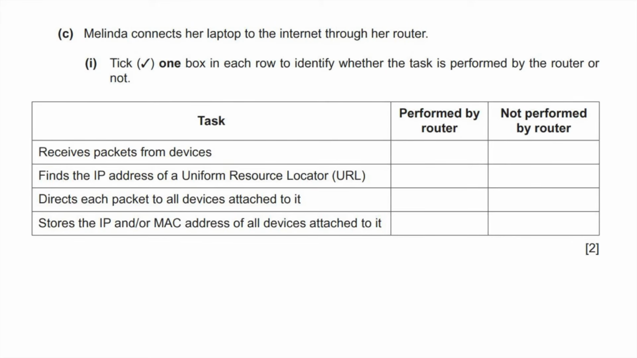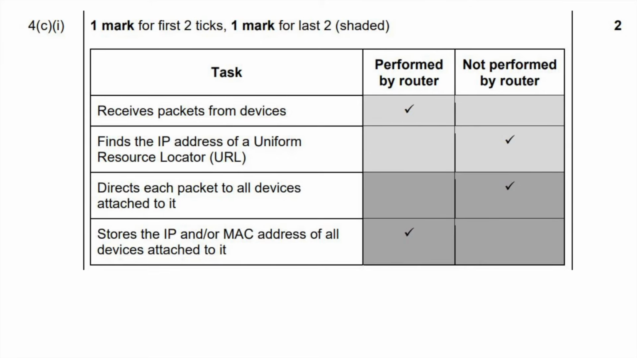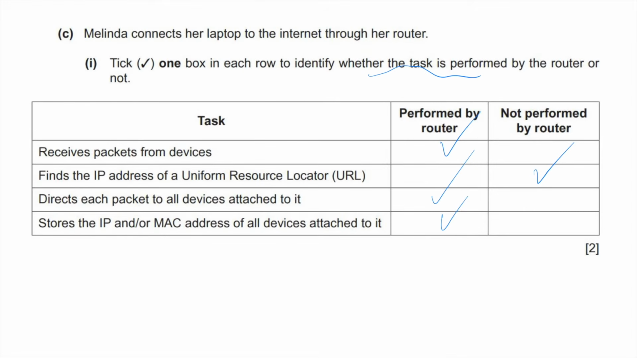Next, Melinda connects her laptop to the internet through a router. Tick one box in each row to identify whether the task is performed by the router or not. So receives packets from devices, performed by router. Finds the IP address, no. Directs each packet to all devices attached to it, yeah. Stores the IP, yeah, that's it. Interesting. So I think we got all these right except for this one right here.